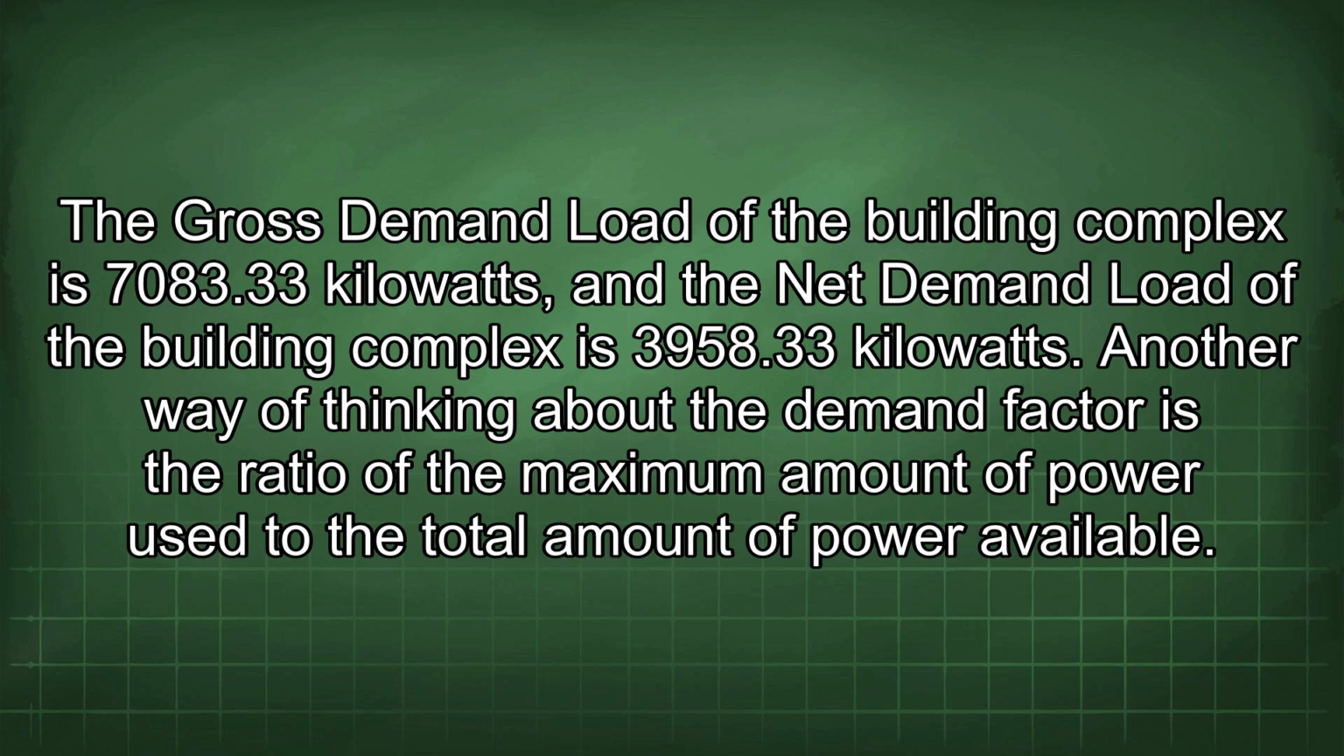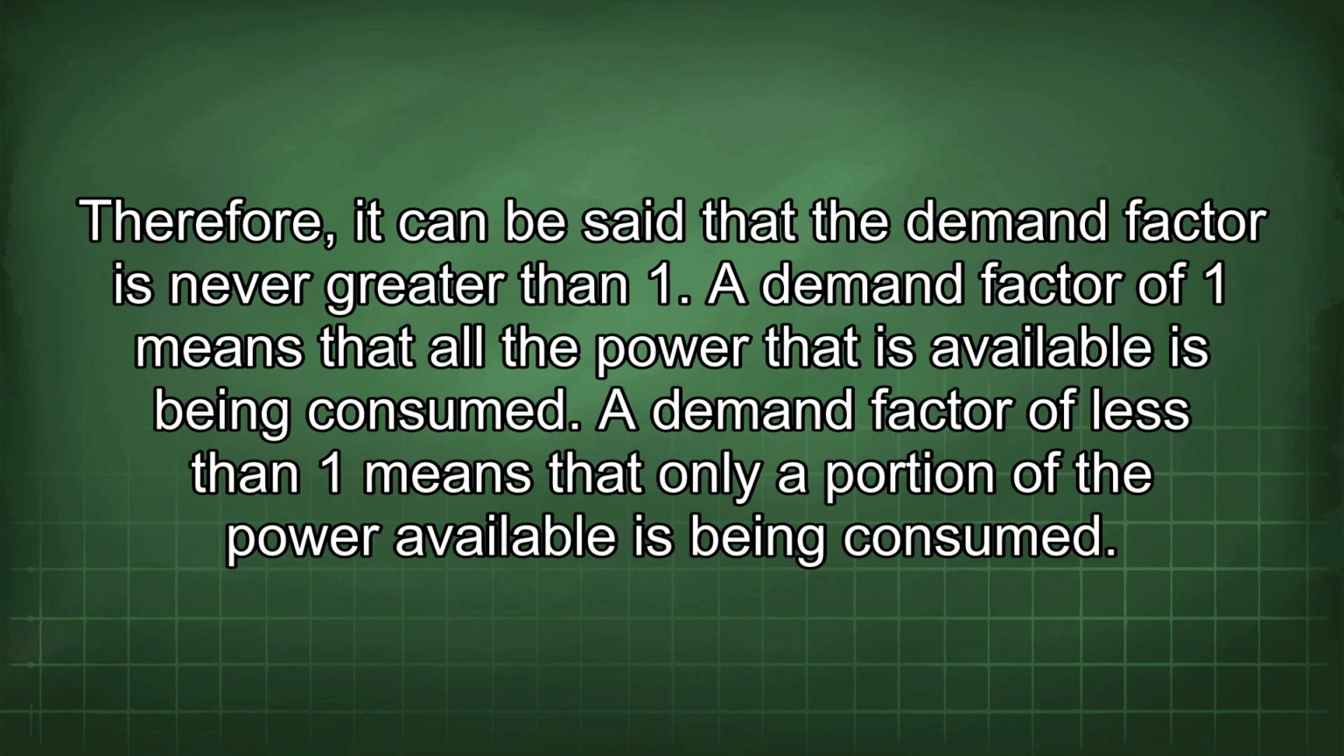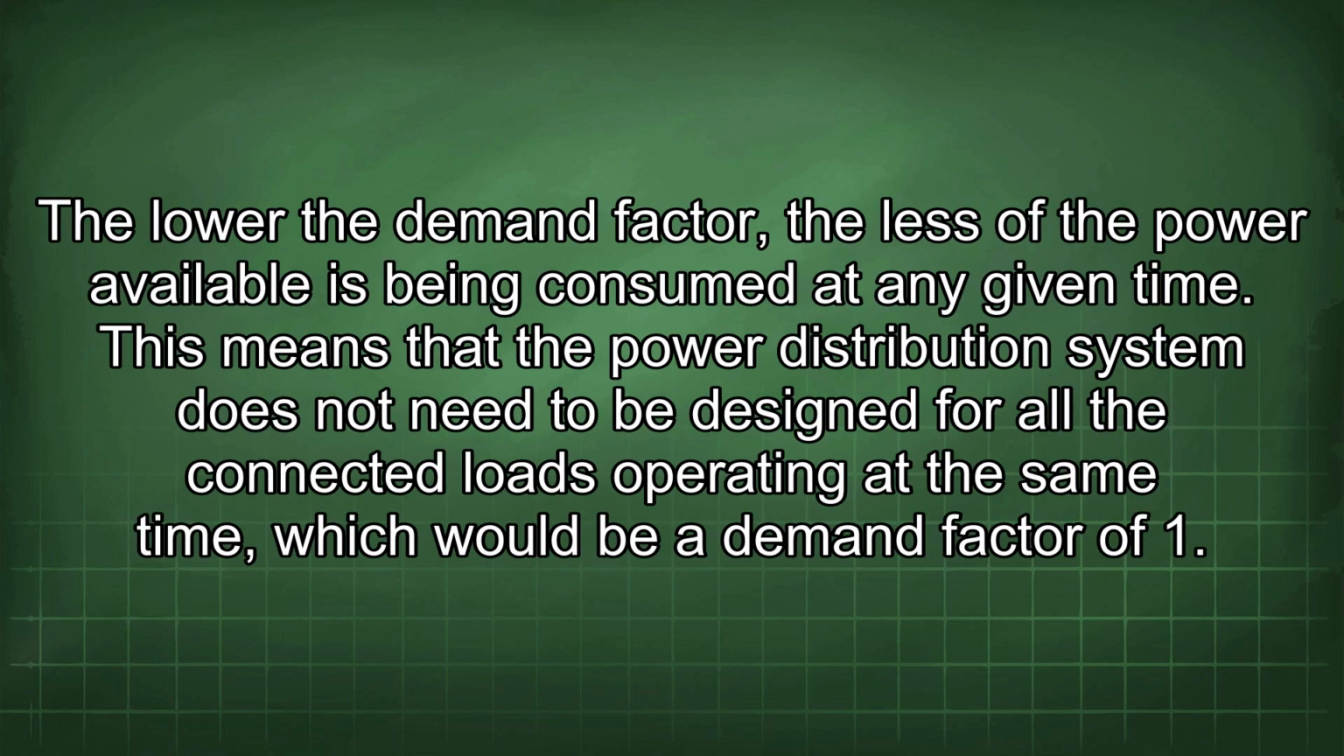Another way of thinking about the demand factor is the ratio of the maximum amount of power used to the total amount of power available. Therefore, it can be said that the demand factor is never greater than 1. A demand factor of 1 means that all the power that is available is being consumed. A demand factor of less than 1 means that only a portion of the power available is being consumed. The lower the demand factor, the less of the power available is being consumed at any given time.